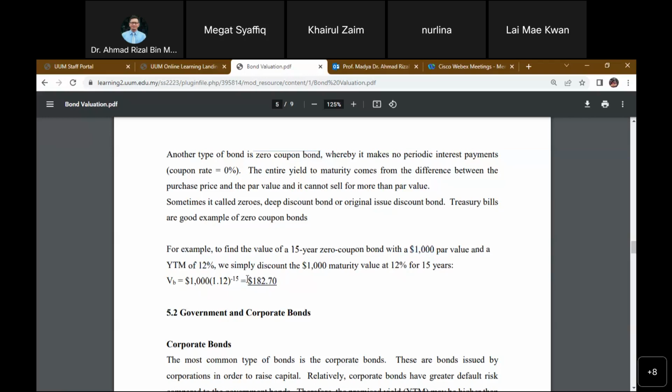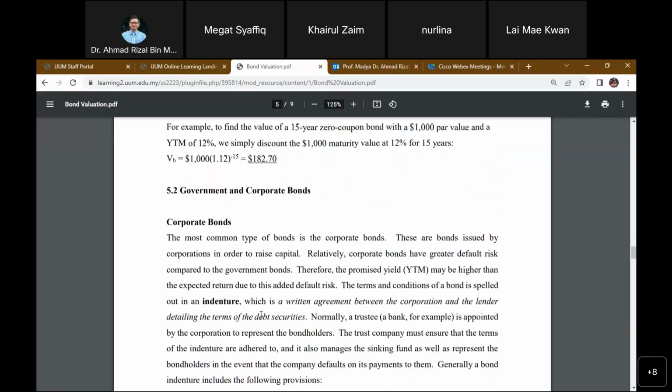Examples of zero coupon bond would be treasury bills. Okay, this is a form of bond, which is actually a money market instrument that is issued by the government through Bank Negara or through the central bank. Now the rest you can read on your own.